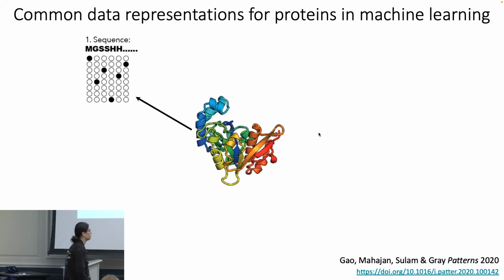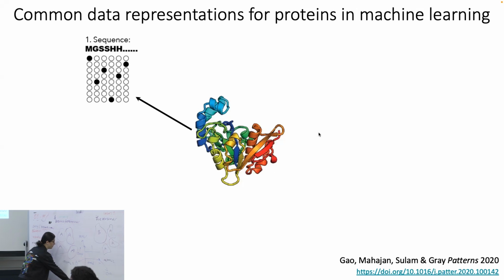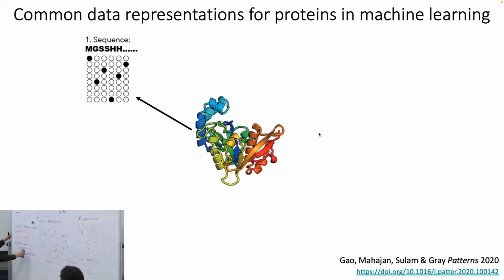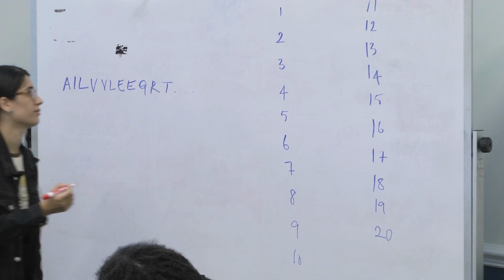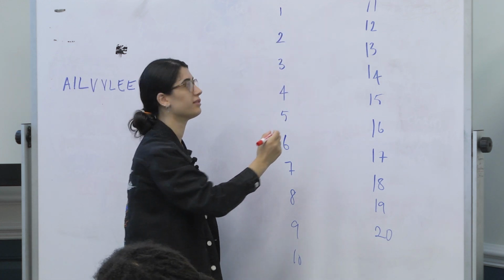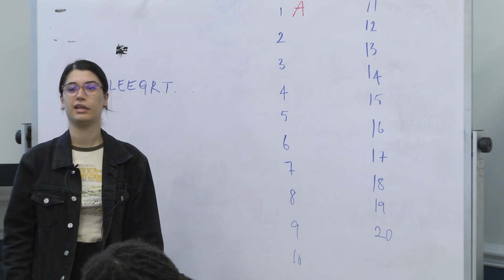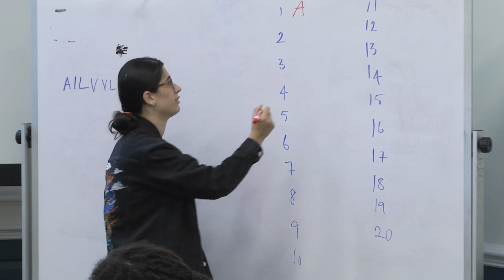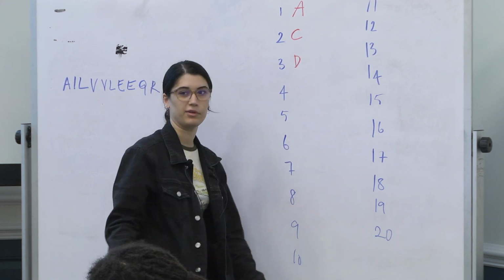So my question to you is, how do you think we should represent sequence? Okay, so let's come up with a number for every single amino acid type. What's this one? Okay, all together, everybody say the one-letter code. Everybody.